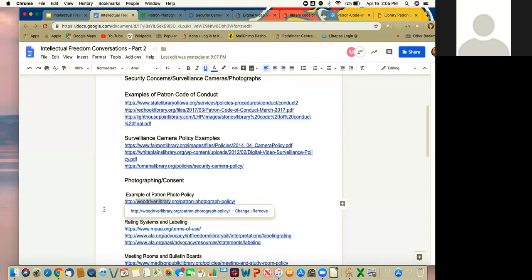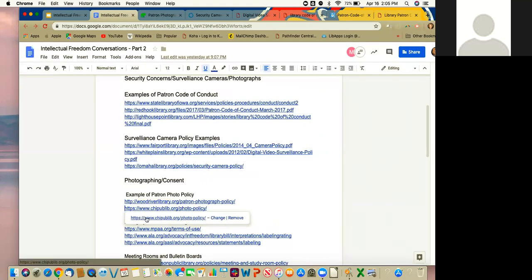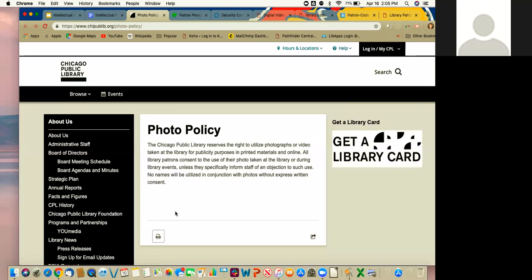Right. All right, and we've got one other one. This is really simple. If you're looking for wording, this is Chicago Public Library. Pretty simple. Huge library, one paragraph. It reserves the right to utilize photographs or video taken at the library for publicity in print materials and online. It says right there, all library patrons consent to the use of their photo taken at the library or during library events unless they specifically inform staff of an objection to such use. No names will be utilized in conjunction with photos without express written consent.